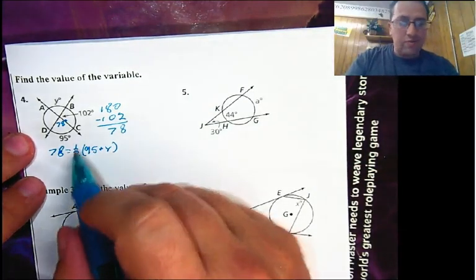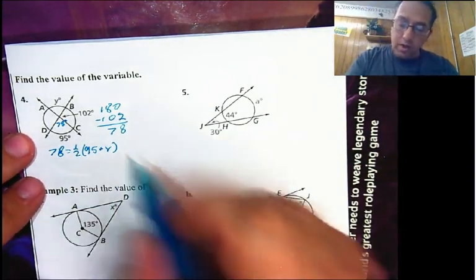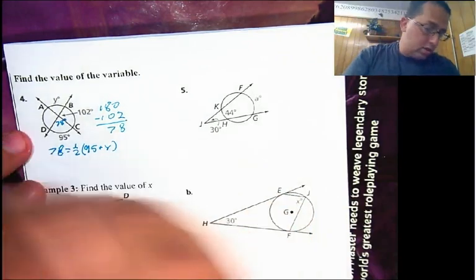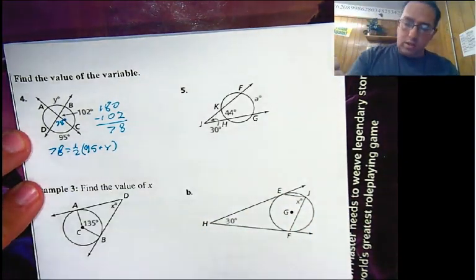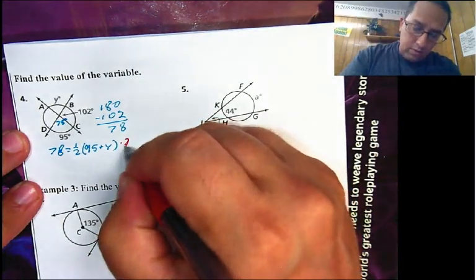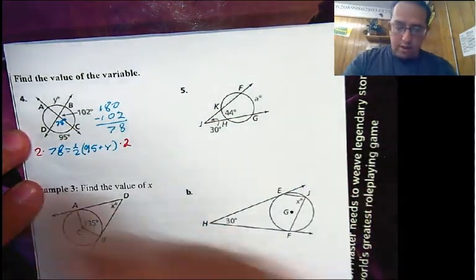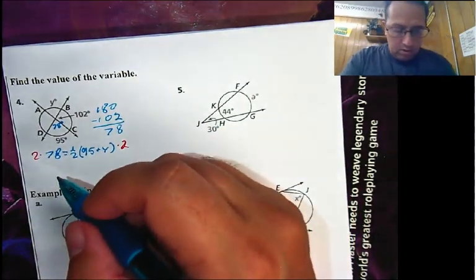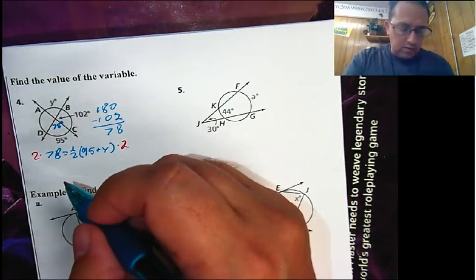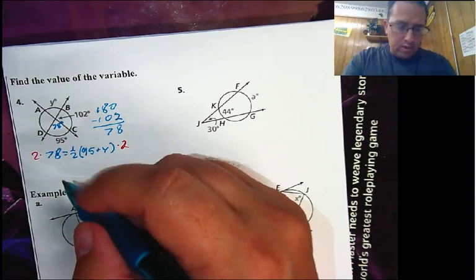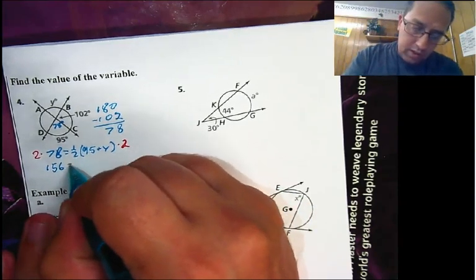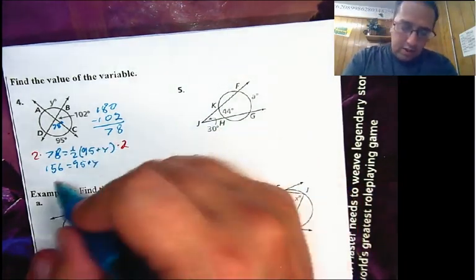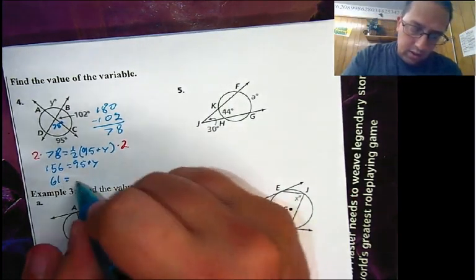So first, we want to get rid of the 1/2. We are not going to distribute it in. I know a lot of you want to, but we're not going to. Instead, we're going to multiply it out. To get rid of 1/2, we're going to multiply by 2. Let me just draw that on there so we can see this. Times 2 times 2. All right, so 2 times 78 is 156, I believe, right? Yeah, 156. So 156 equals 95 plus y. Subtract 95 from both sides of the equation, and 61 equals y.